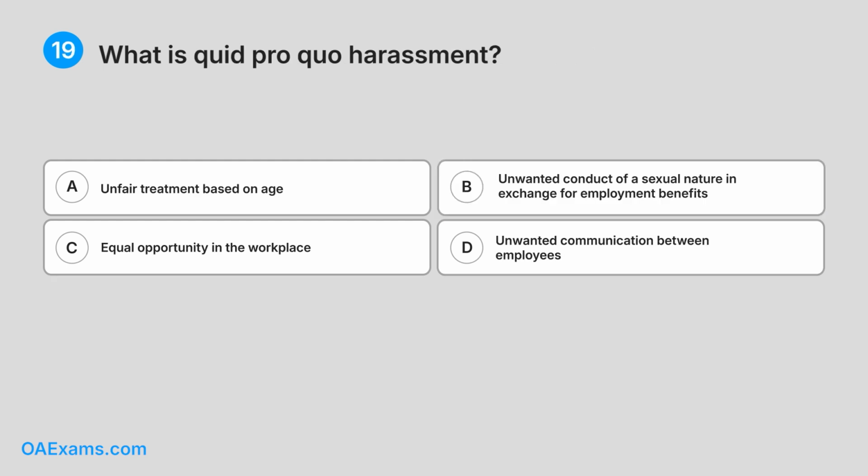19. What is quid pro quo harassment? A. Unfair treatment based on age. B. Unwanted conduct of a sexual nature in exchange for employment benefits. C. Equal opportunity in the workplace. D. Unwanted communication between employees. What do you think is the answer?